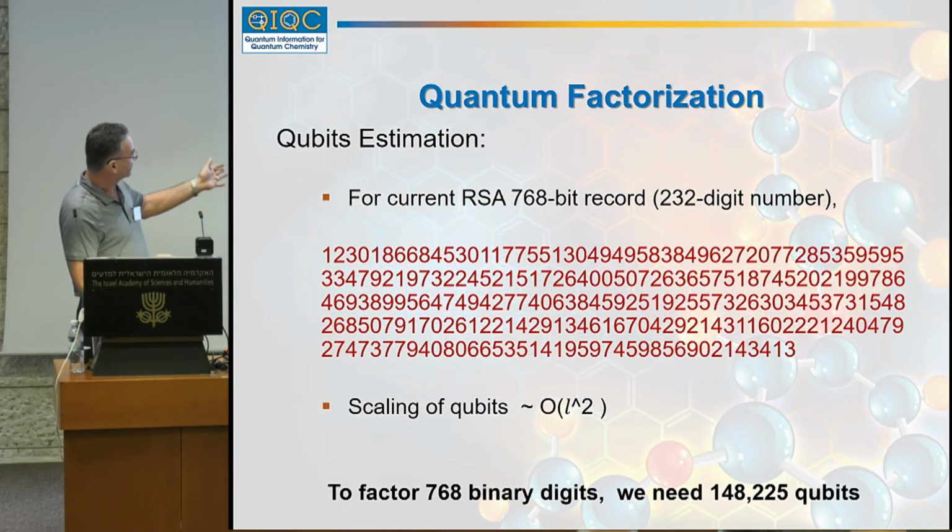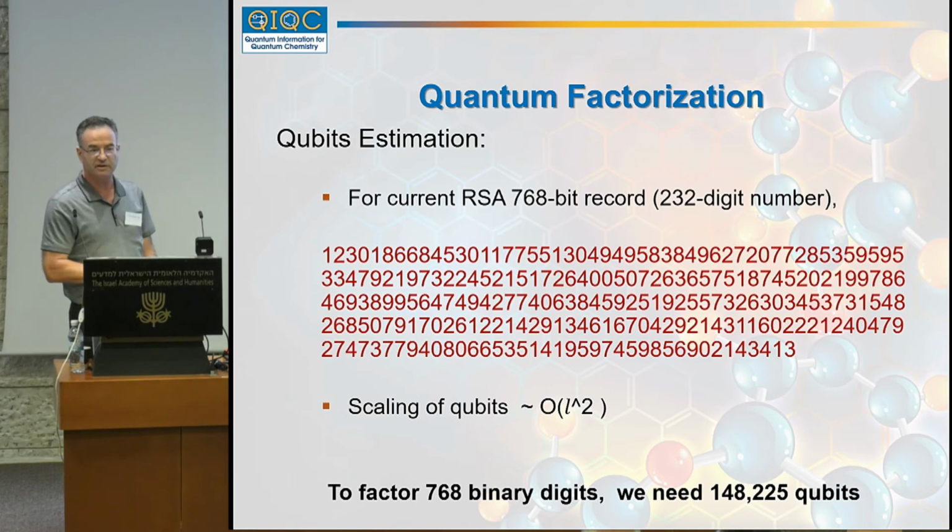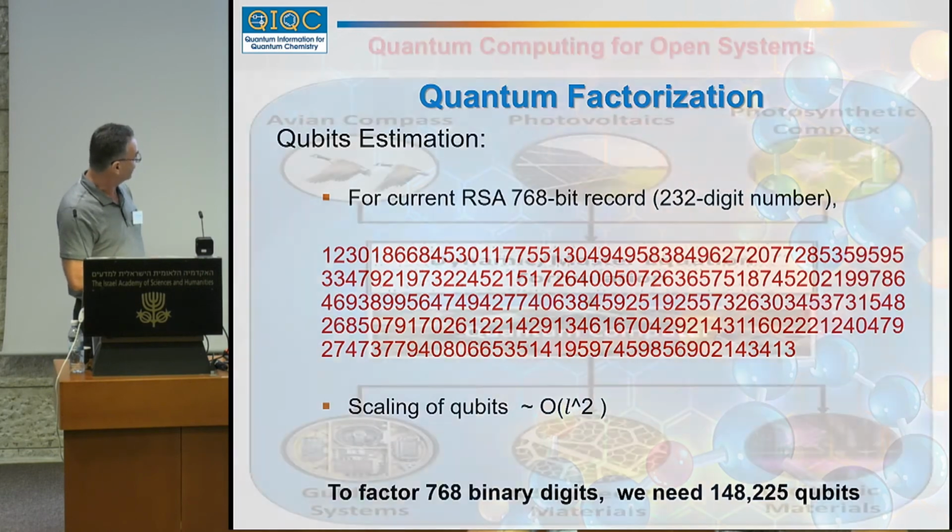And people ask how many spins you need to start breaking the code. From our scaling, we need around 150,000 interacting spins. You can see, you can break the code.